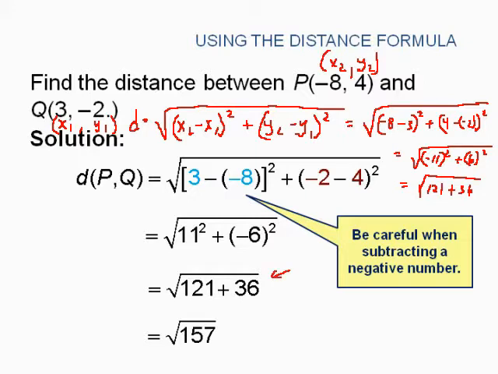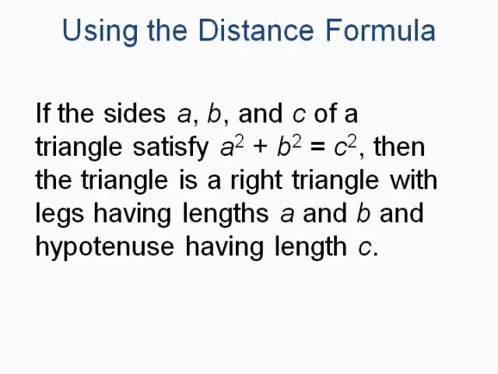So the distance between those 2 points would be the square root of 157. Now the square root of 157 doesn't simplify. So what sometimes the textbook will have you do is just go ahead and write that number. You can also take your calculator and hit square root on there. So the square root of 157 is approximately 12.5, if you wanted to get a number out of that that made a little bit more sense. Okay.